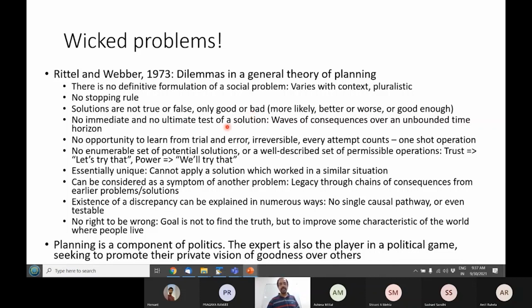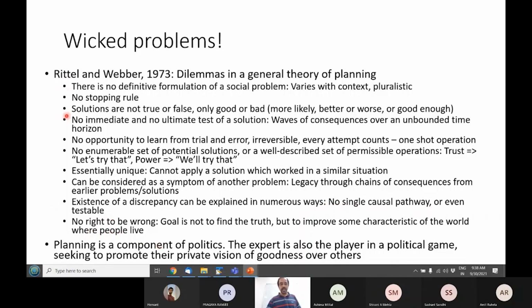No immediate and no ultimate test that you've arrived at a solution, right? So there's no opportunity to learn from trial and error, because you can't go back in time, right? It's irreversible. So each time you make a decision or a policy decision or you do something, it's irreversible. You can't go back. No enumerable set of potential solutions or well described permissible operations. It's also unique that you cannot apply a solution which worked in a similar situation, right? Because each situation might be different. It can be considered as a symptom of another problem. Existence of a discrepancy can be explained in numerous ways. No single causal pathway or even testable causal pathway, right?